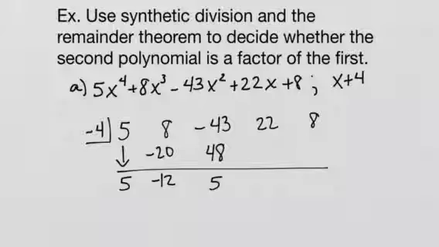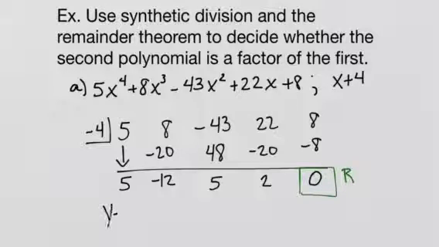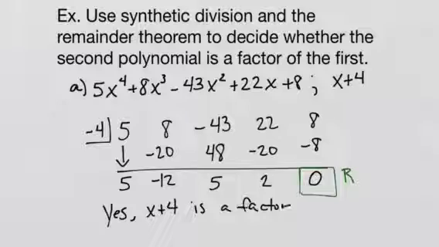Multiply 5 times the box, so 5 times negative 4 gives me negative 20. Subtract to get 2. Multiply times the box to get negative 8. And again, our signs are different, so we subtract and we get 0. This number right here is our remainder. If our remainder is 0, based on the factor theorem, we can state that yes, x plus 4 is a factor of the polynomial. Since its remainder was 0, it is a factor of the polynomial given.